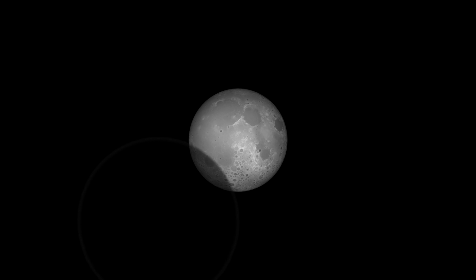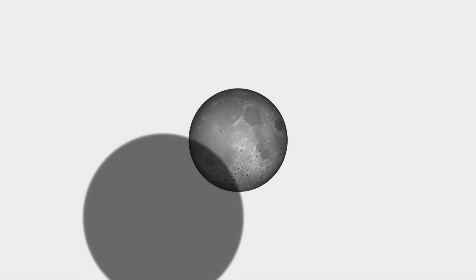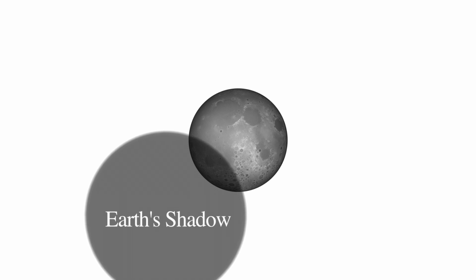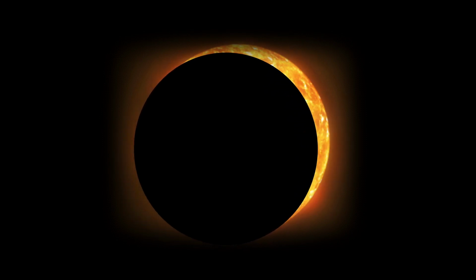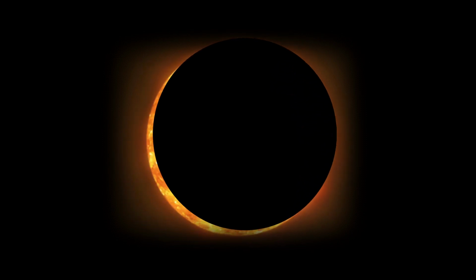A total lunar eclipse also lasts a lot longer than a total solar eclipse because the size of the Earth's shadow falling on the moon is comparatively much larger than the moon. During a solar eclipse, the moon's shadow, which blocks out the sun, is just about the exact same size as the sun, so totality is quite brief.